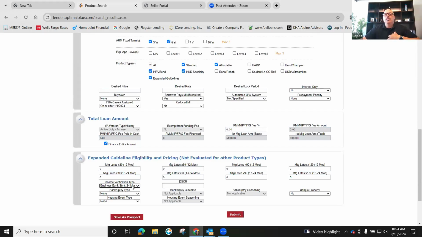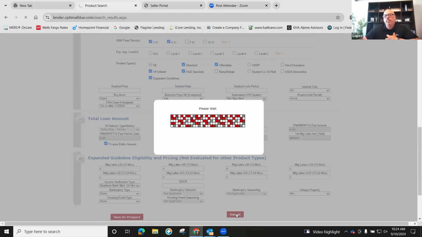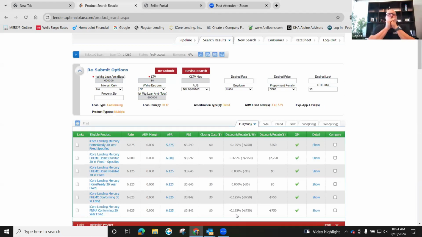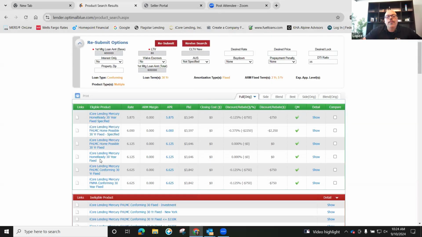Now, this is going to come out wrong. I know why, but I'm not going to say why. I'll let it kick out rates. Okay, so I'm going to look at what populated. A Home Ready populated, I don't want a Home Ready. A Home Possible populated, I don't want it. Another Home Possible, nope. I'm looking for a non-QM loan.